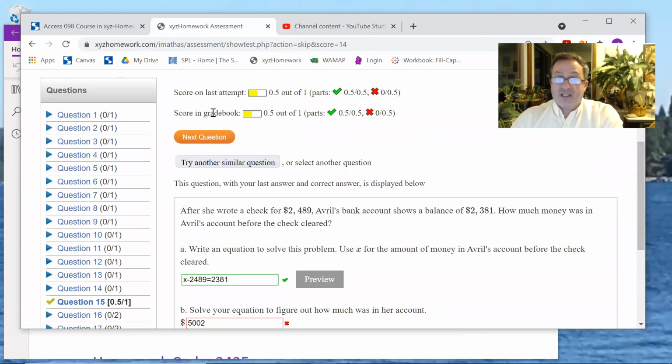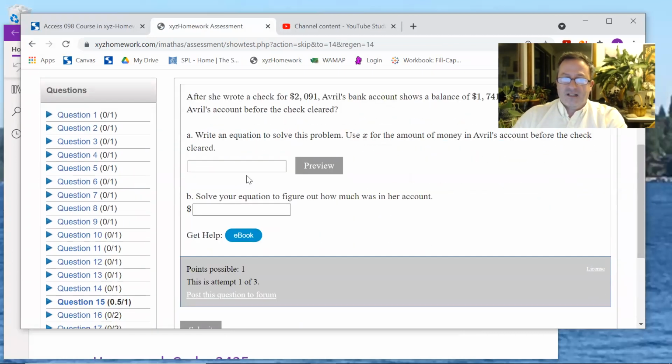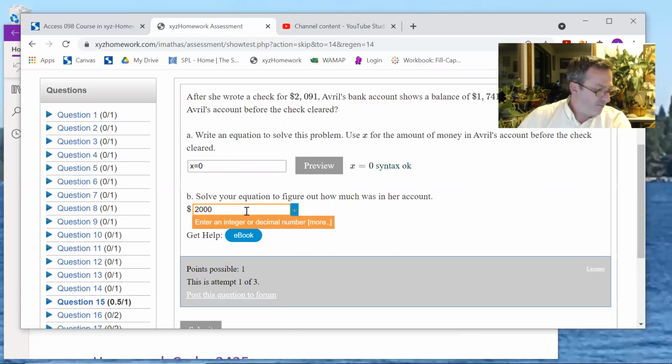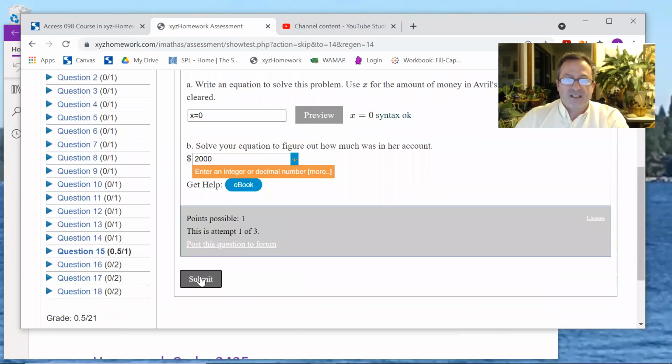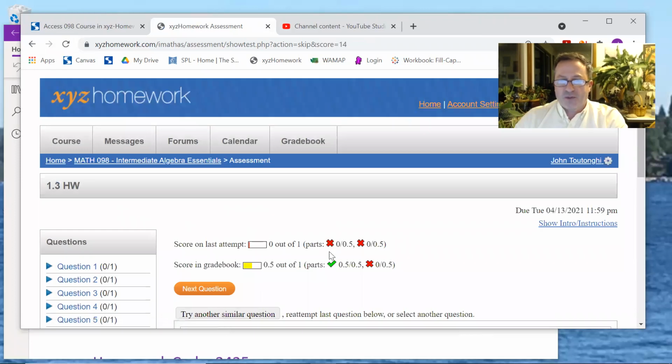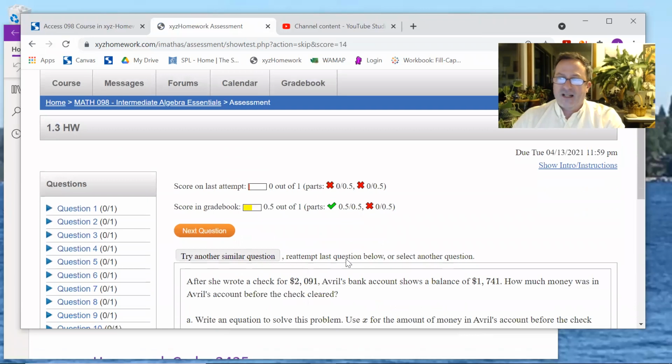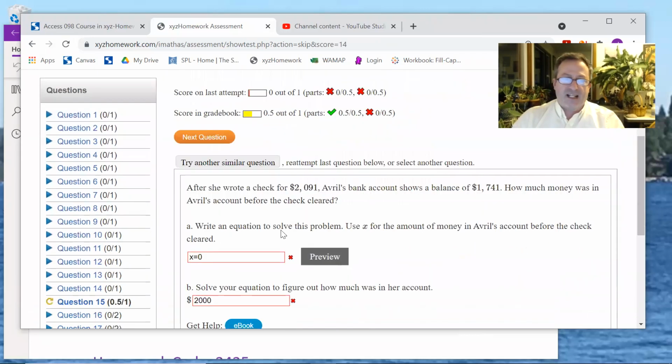I can try the next question if I want, or I can try a similar question. And whatever happens here, let's suppose I put X equals 0 for an equation, and then I put an answer of 2,000 here. I got both those parts wrong, but it saved my half point from before. So I can't do worse by trying it again.